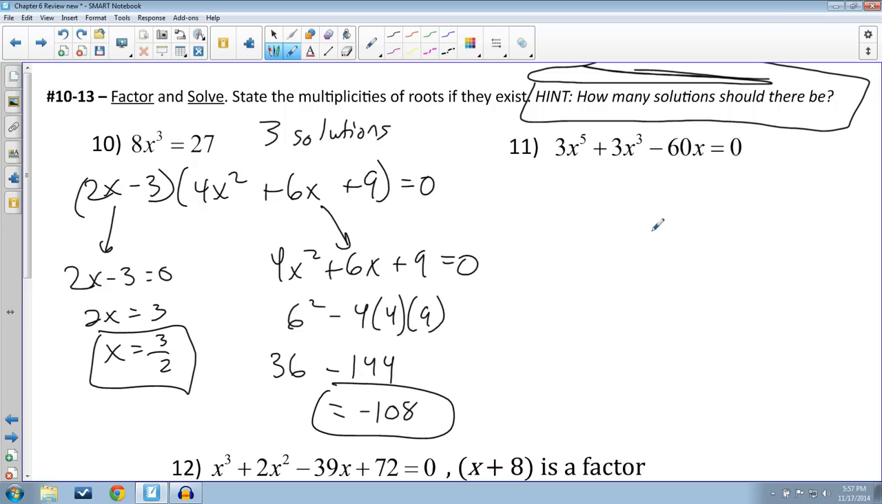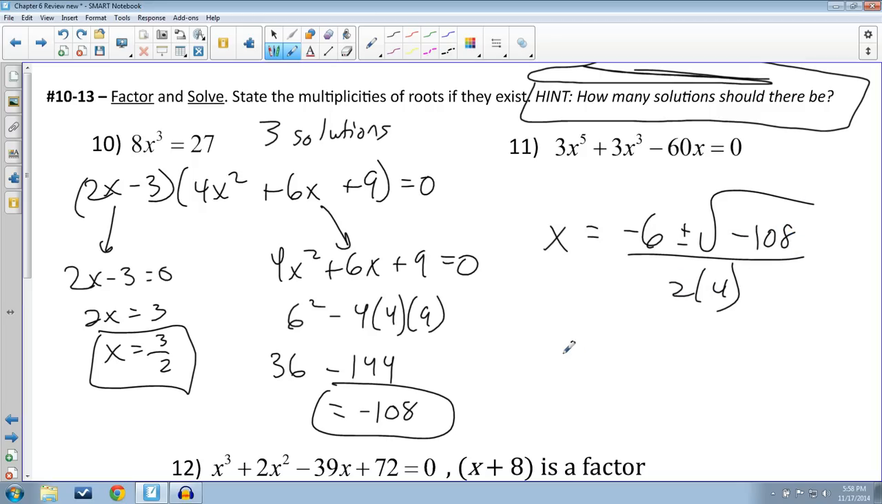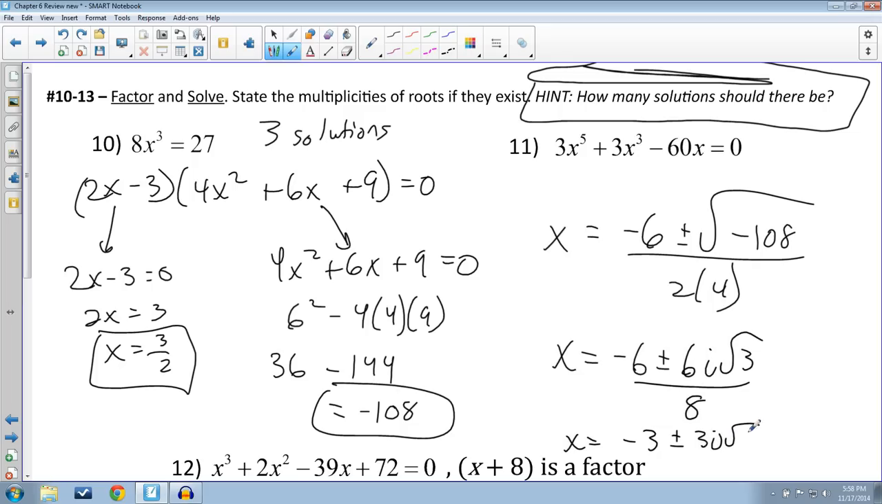So what do I need that for? Well, discriminant time. Quadratic formula time. X equals negative b plus or minus the square root of b squared minus 4ac, all over 2a. So it's negative 6 plus or minus. Here we go. It's the square root of 36, 6i root 3, all over 8. You can divide here. Divide everything by 2. Negative 3 plus or minus 3i root 3 all over 4.